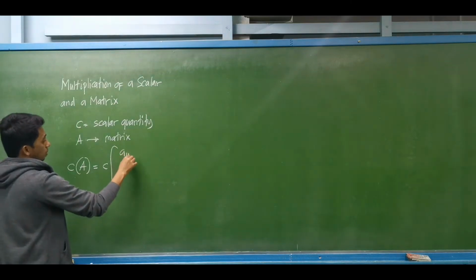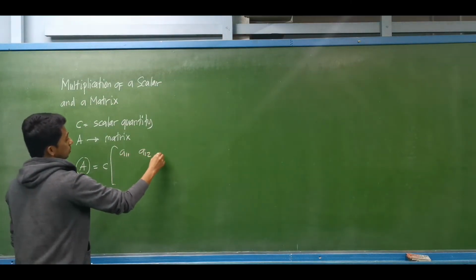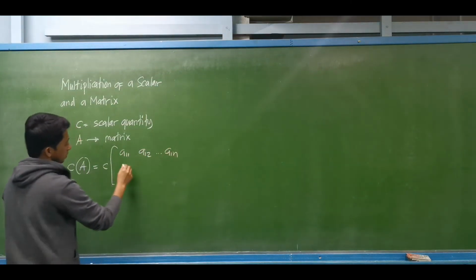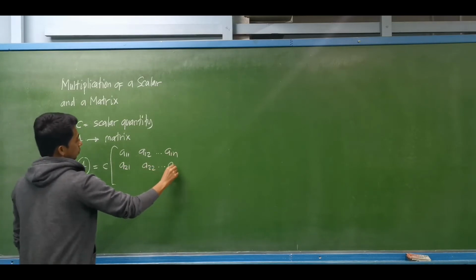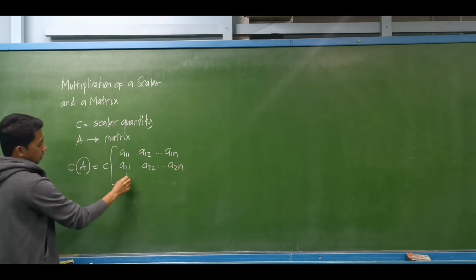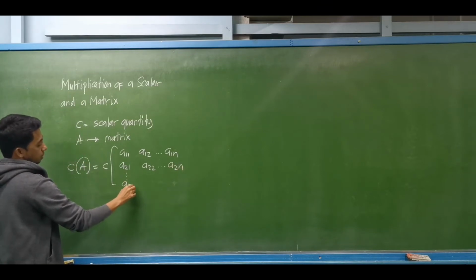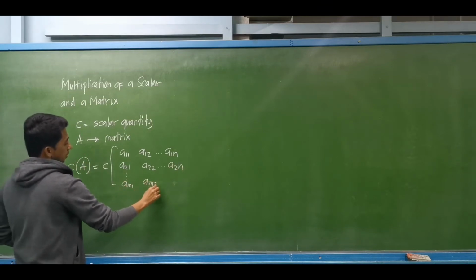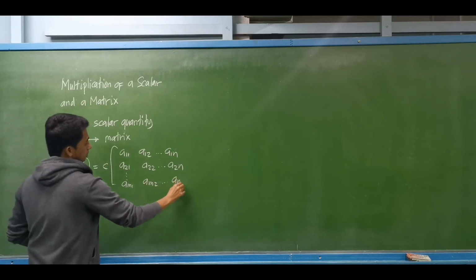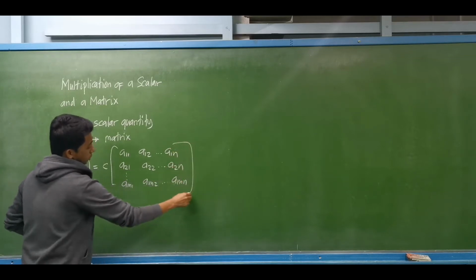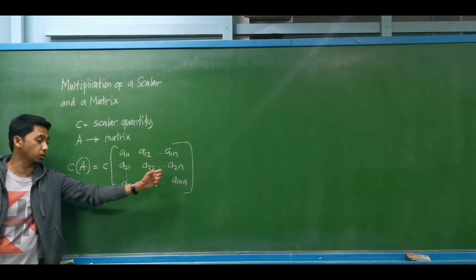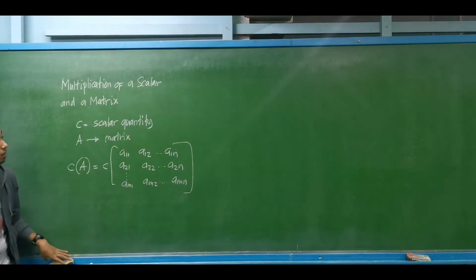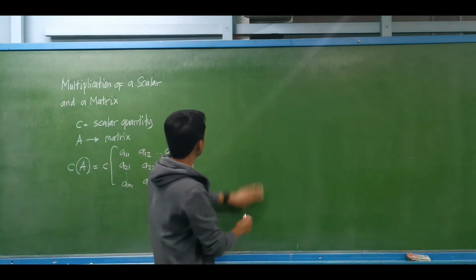So let's say elements A11, A12, up to let's say A1n. Let's say this is A21, A22, up to A2n. Then for example, on the last row, this is A m1, A m2, up to the last element, A mn. So all we have to do is multiply this scalar quantity to all elements of matrix A. So let's have an example.